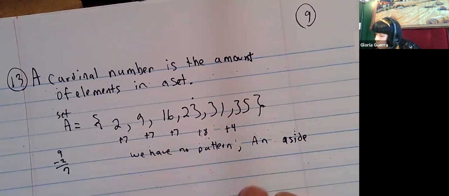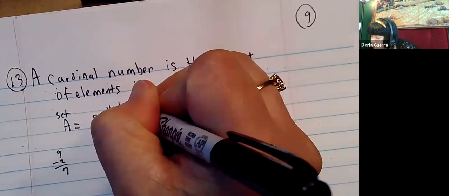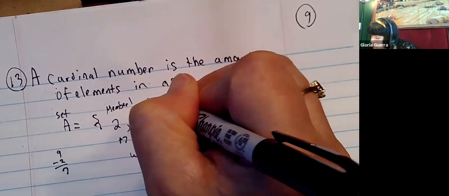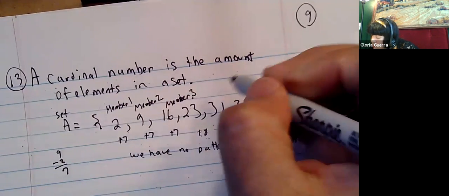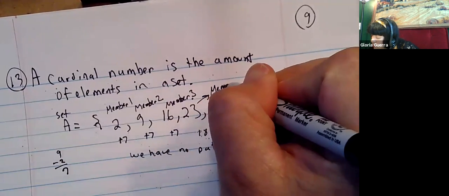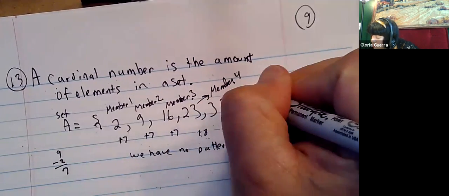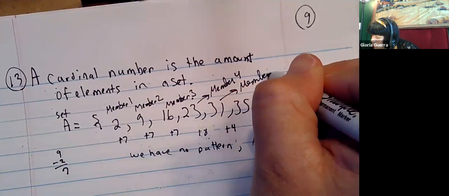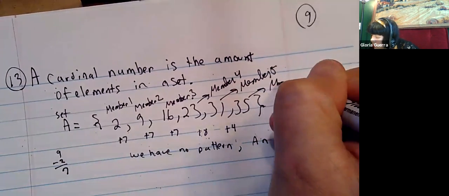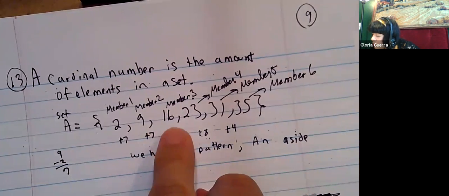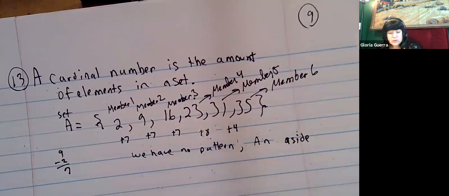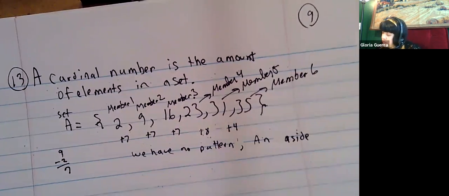Well, how many elements are in the set? So this is like member number 1. This is like member number 2. This is like member number 3. This one is member number 4. This one is member number 5. And this looks like member 6. 1, 2, 3, 4, 5, 6. So for us, our cardinality is 6.